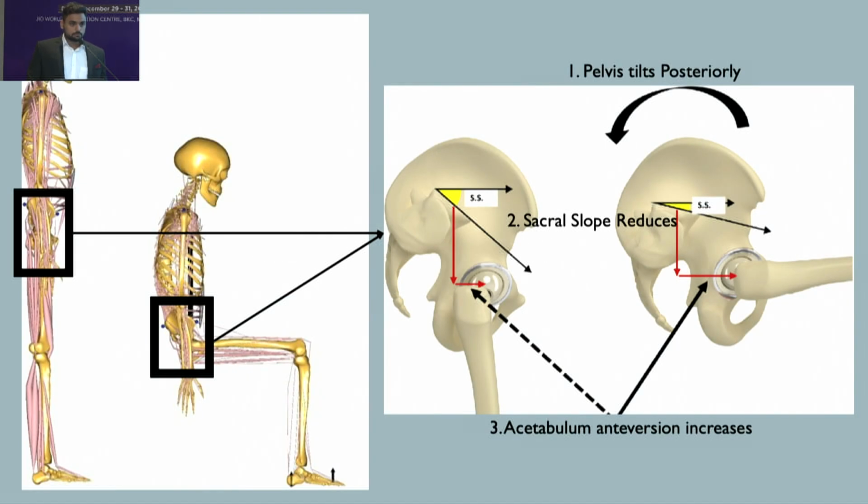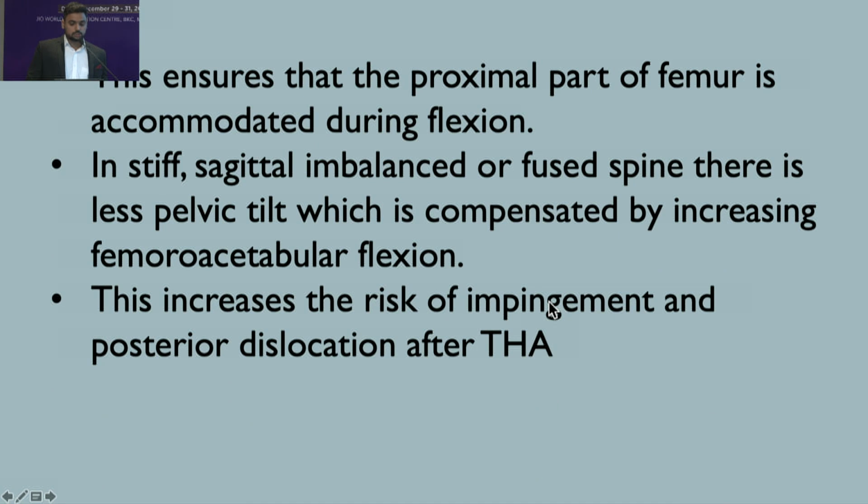It is important to understand spinopelvic mechanism. When the person moves from standing to sitting position, pelvic tilt occurs posteriorly, which leads to the decrease in sacral slope and hence results in the increase in functional acetabular version. This increase in functional acetabular version ensures that the proximal part of femur is accommodated during flexion. Whereas in stiff sagittal imbalance or fused spine, there is less pelvic tilt, which is compensated by increasing femoroacetabular flexion. This increases the risk of impingement and posterior dislocation after total hip replacement.